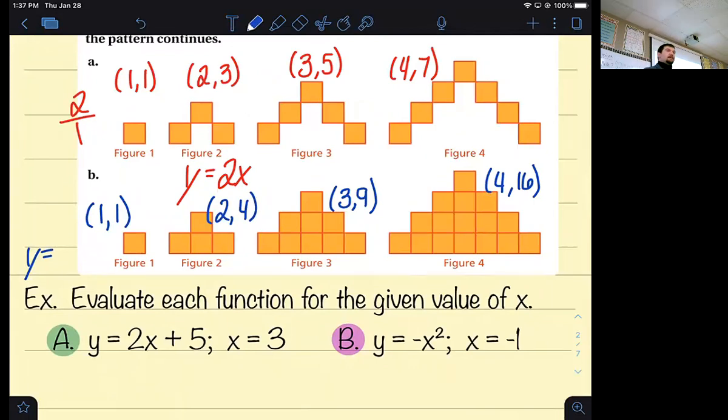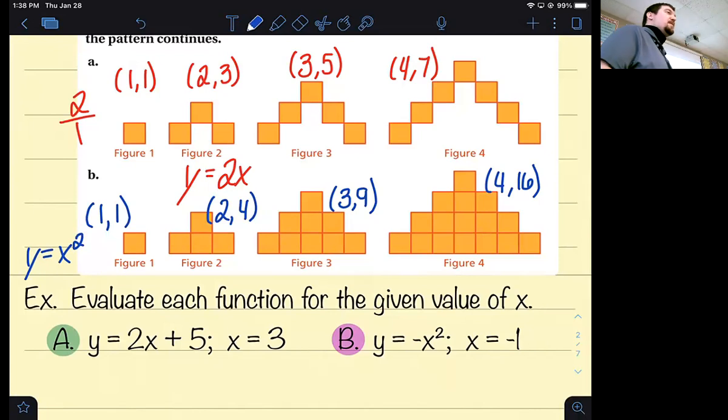What's happening to the y value each time? Caroline? It's the x value multiplied by itself. Yes, you're exactly right. The x value multiplied by itself. This is the function y equals x squared, the same one that Devin said earlier when it said the square of the input. 1 squared is 1. 2 squared is 4. 3 squared is 9. They're just taking the x and they're squaring it.